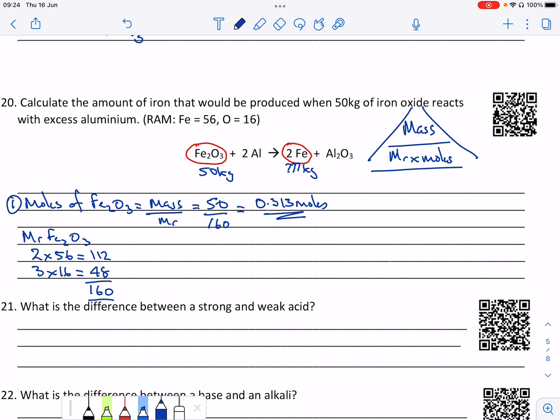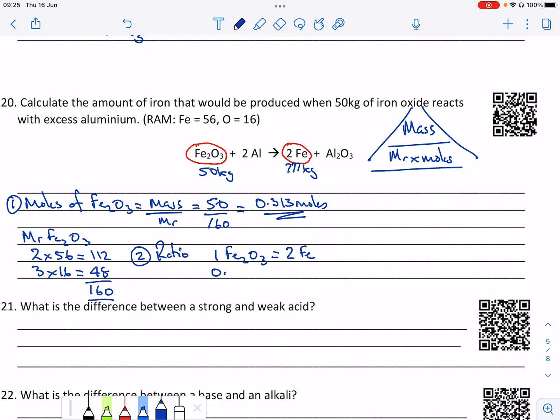I'm going to put that as step 1. Step 2, we look at the ratio from the balanced equation. I can see from the balanced equation that there is 1 mole of iron oxide and it's reacting to form 2 moles of the iron. So the ratio is 1 lot of Fe2O3 is equal to 2 lots of Fe.